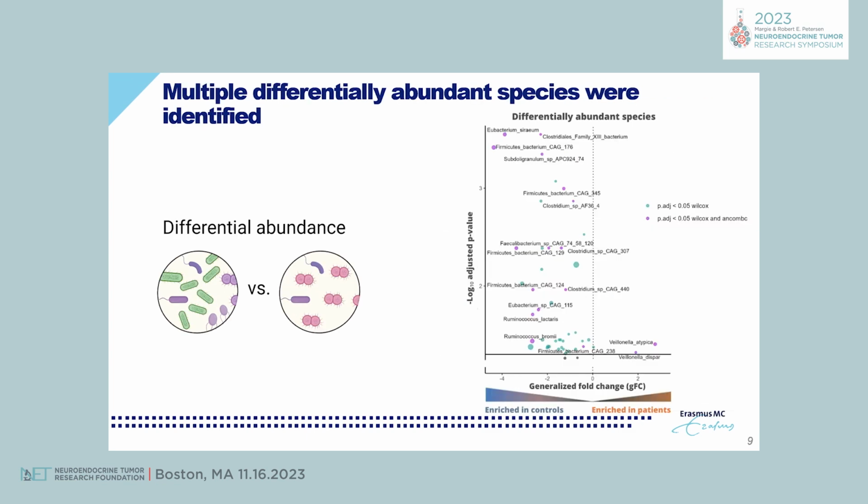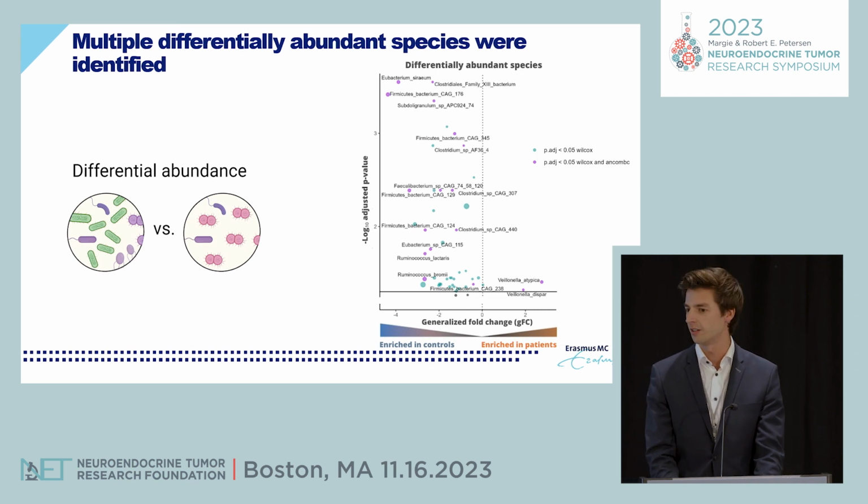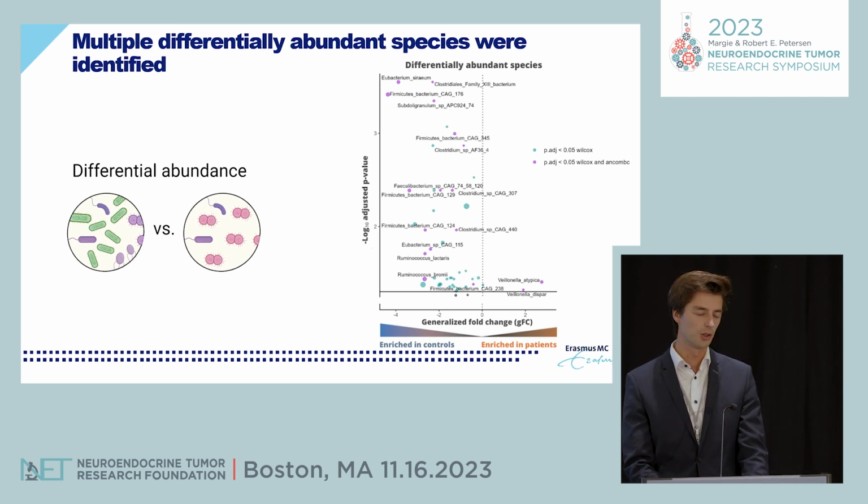And then we identified several differentially abundant species. We did this for the 16S rRNA analysis, and we identified 31 differentially abundant species, which overlapped in 4 different statistical methods. And here on the right side are the results of the metagenomic differential abundance analysis, which we did with 2 different statistical methods. And we see that the dots are the bacteria which were identified. And if the dot is on the right side of this volcano plot, it's enriched in patients. And if it's on the left side of this volcano plot, it's enriched in controls.